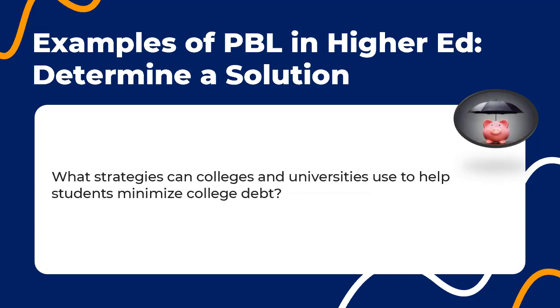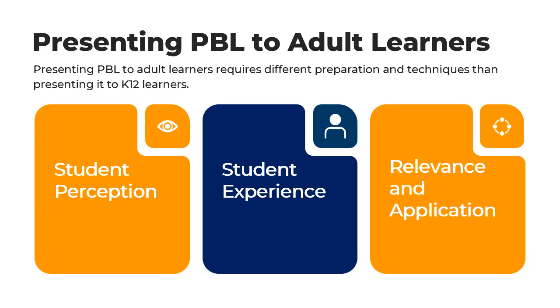In its simplest form, PBL involves solving a complex problem. For instance, students may look for a solution to one physics problem, or they may search for a solution to global problems like COVID outbreaks. Students could be presented with the problem of college debt and asked to determine strategies to help students reduce debt. Now let's switch gears and discuss presenting PBL to adult learners.